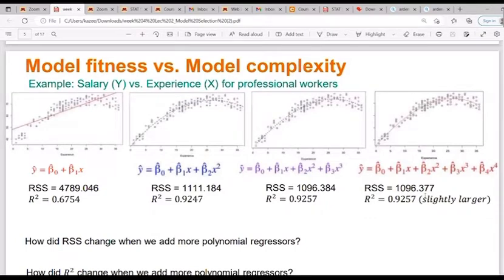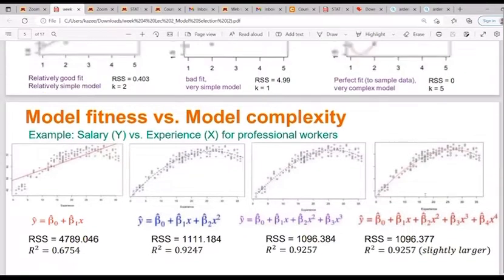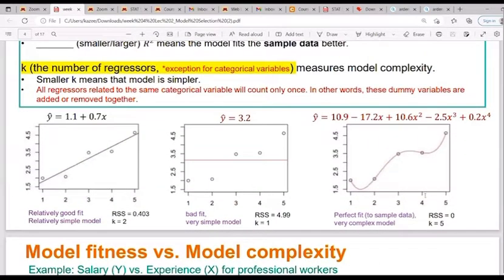Okay, now you've actually seen that. Can we ask a question? Okay, go ahead. Can we use K to determine whether it is a very simple model or a relatively simple model? Can we use K to determine the fitness of the model? Oh, you mean can we use K to determine the fitness of a model? Is that what you mean?